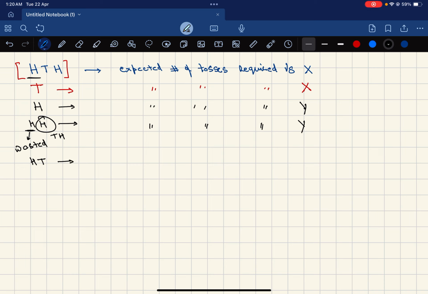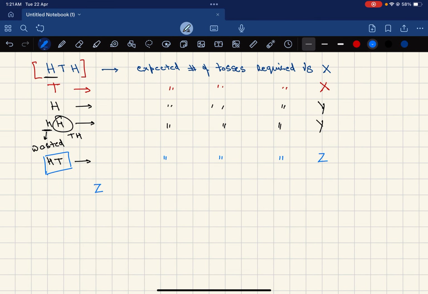Now since we already have HT, we only need H now. Now the thing here is, let us say the number of tosses required to get an H in this case is z. Now these are the only possible cases which we can have to get the required value of x. Now going in the reverse order, let's say we already have HT here. Since we already have HT, we are calculating the value of z, which is the expected number of tosses required to get the next H, since we already have HT.